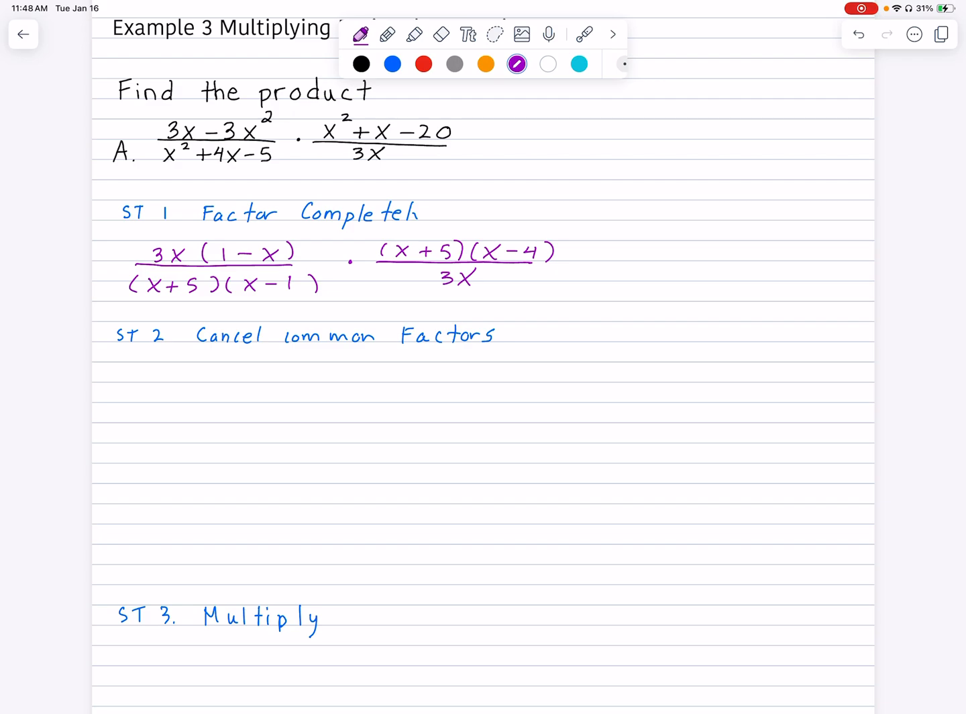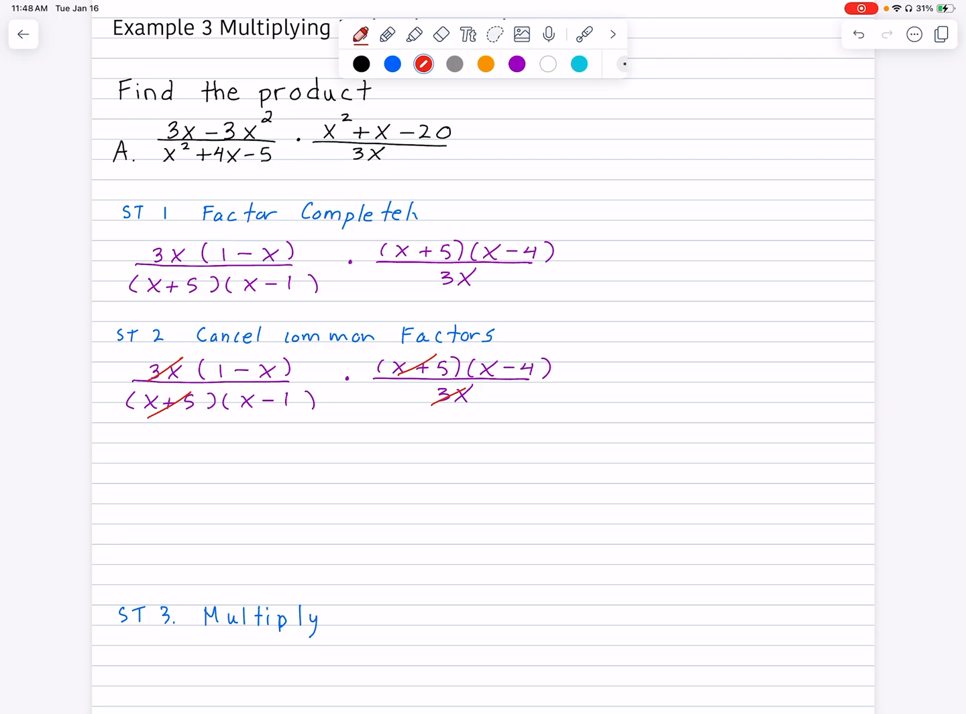From here, let's do some canceling out. So I'm just going to bring this down real quick here. Let's just copy that. So notice when we cancel out, we can cancel out from top to bottom, but we can also go diagonally. So I notice that there's a 3x here and a 3x here. There's also an x plus 5 here and an x plus 5 here.